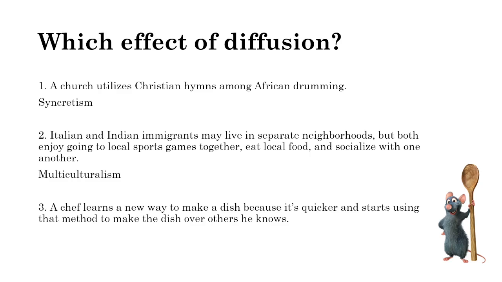And the last one, a chef learns a new way to make a dish because it's quicker and starts using that method to make the dish over others that he knows. So he's giving up the old ways he made the dishes, old ways of cooking, in favor of a new one. And when we give up an old cultural trait in favor of a new one, that's assimilation.